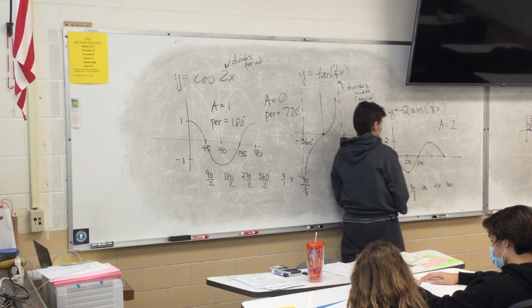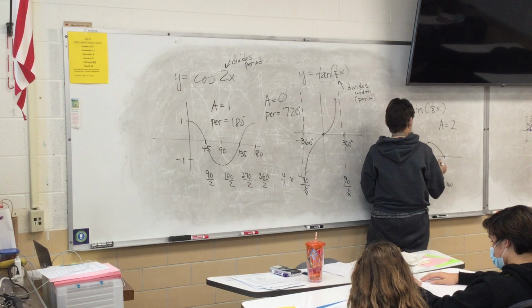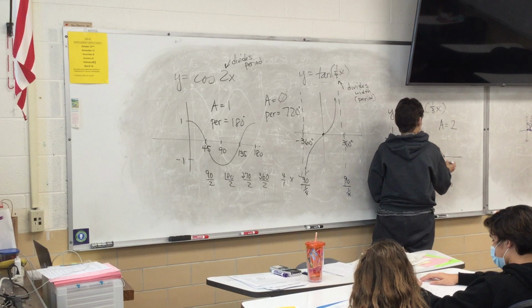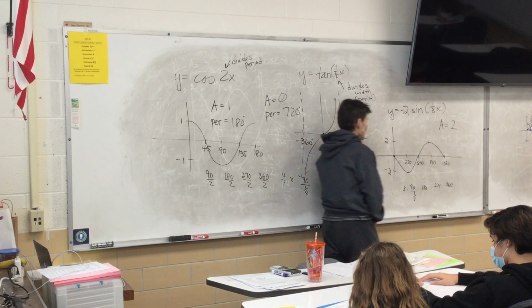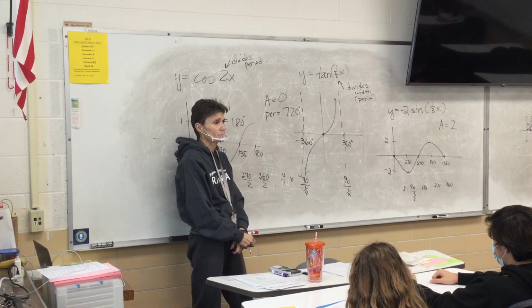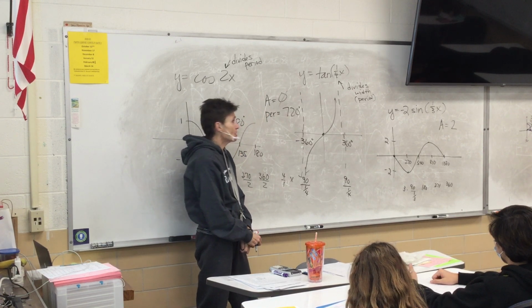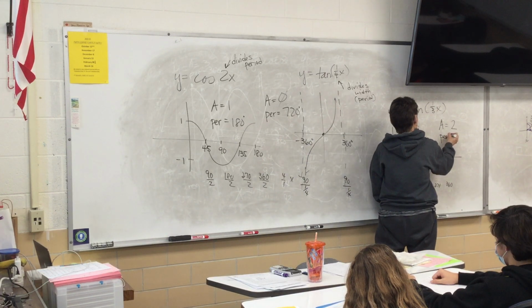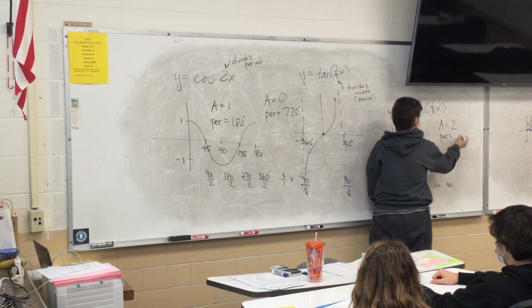810. 1080. Double check my arithmetic, is that right? Yeah. So our amplitude was 2. What's our period then? Distance from beginning to end is 1080.